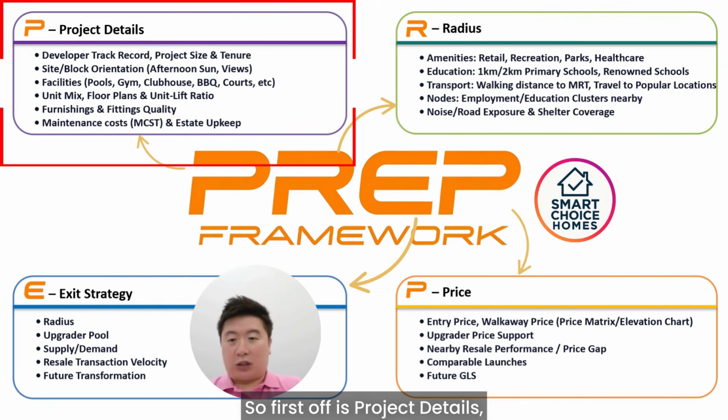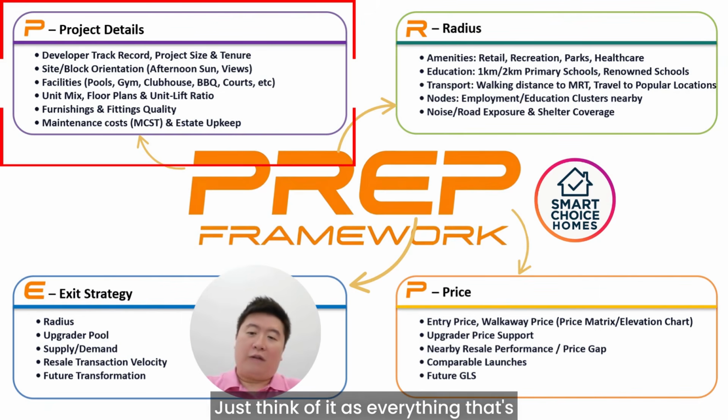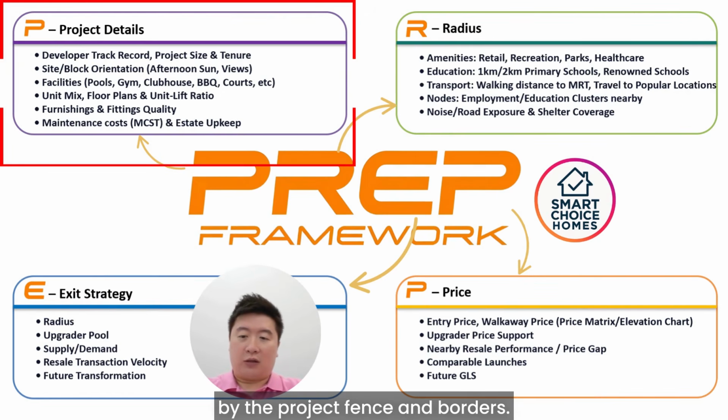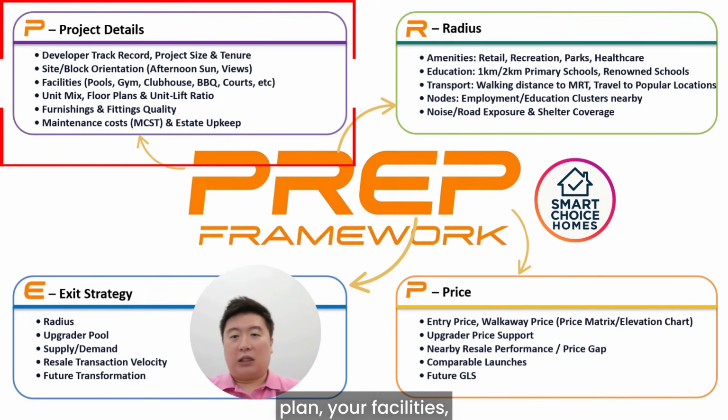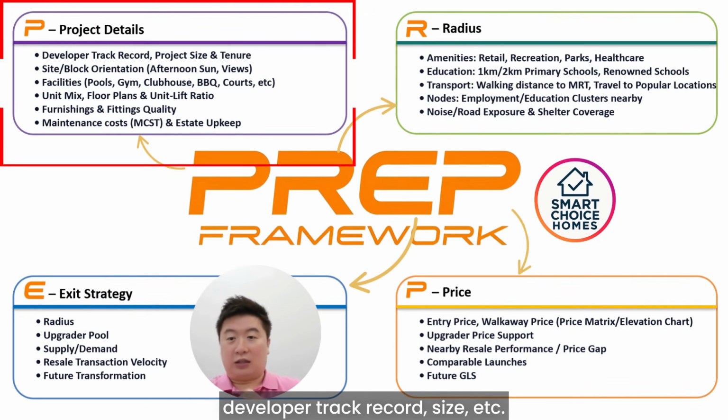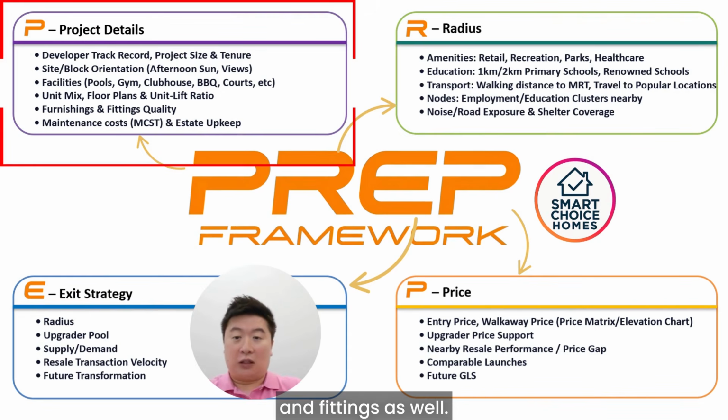So first off is project details. Project details is very simple. Just think of it as everything that's internal within the project and bounded by the project fence and borders. So it's things like your floor plan, your facilities, your views, your afternoon sun, your developer track record, size, etc. And obviously the furnishing and fittings as well.